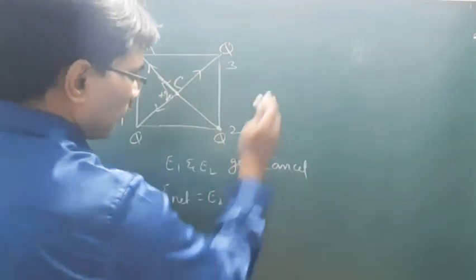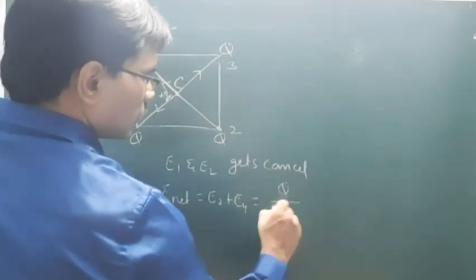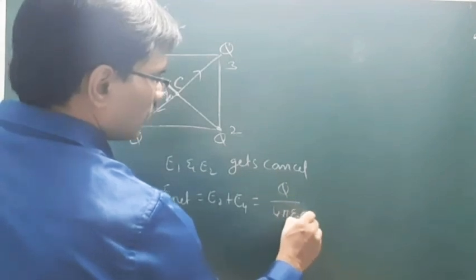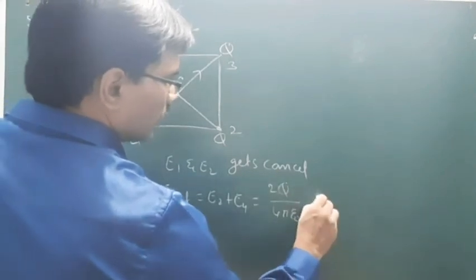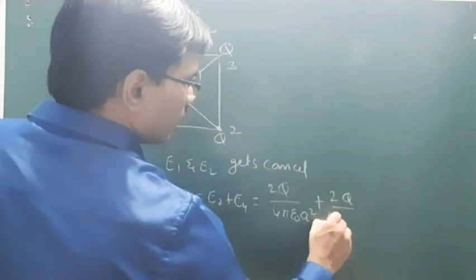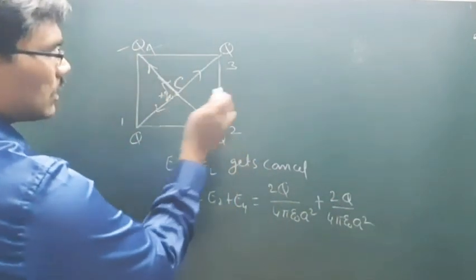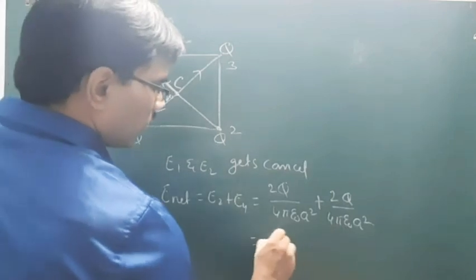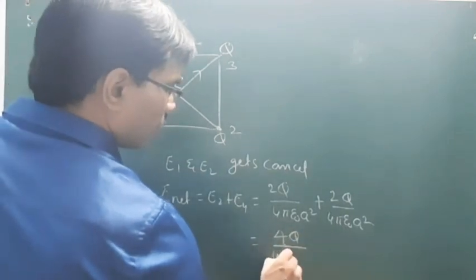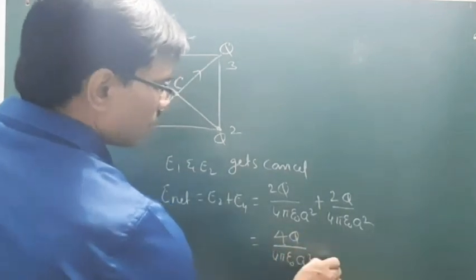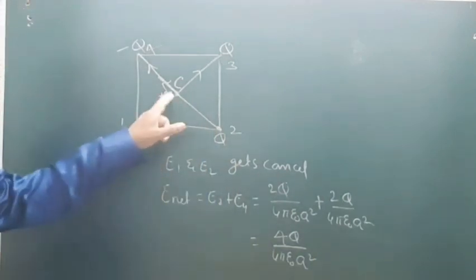So E2, as we have found, is equal to 2Q by 4 pi epsilon naught A square, and again plus 2Q by 4 pi epsilon naught A square, because the field due to one charge we just found. So the total is 4Q by 4 pi epsilon naught A square. That is the net field at this point C.